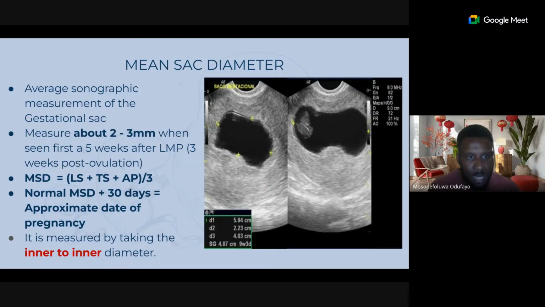Is that okay? Yeah. The best way to take your mean sac diameter is by taking the length, longitudinal section, transverse section, and anteroposterior section, taking the total, then finding the average. That gives you your mean sac diameter. Take note of what I just said. I'm going to talk about it later when it comes to how we approach early pregnancy assessment. Also, for a normal mean sac diameter, if you add 30 days to it, it can give the approximate date of pregnancy, but this is not as accurate as the CRL. It's also measured by taking the inner to inner diameter.